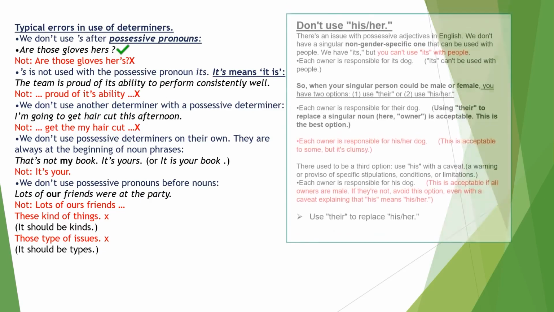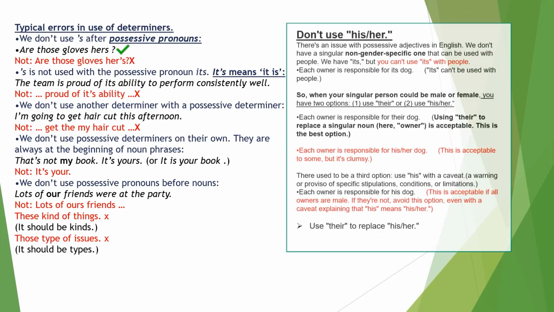Some of the don'ts we need to follow while using determiners, his and her. Well, there's an issue with possessive adjectives in English. We don't have a singular non-gender specific noun that can be used with people. We have its, but you can't use its with people. Each owner is responsible for its tag. It can't be used with people.